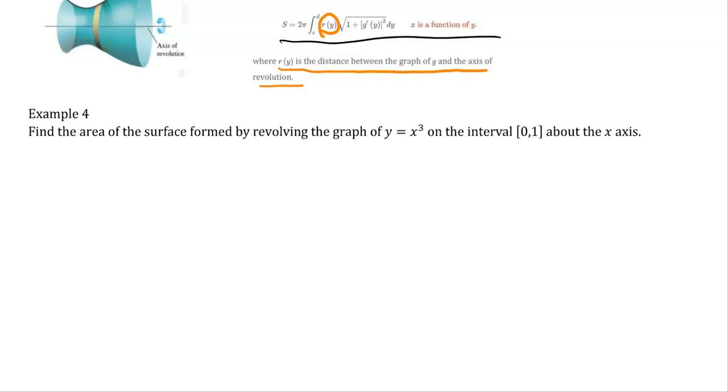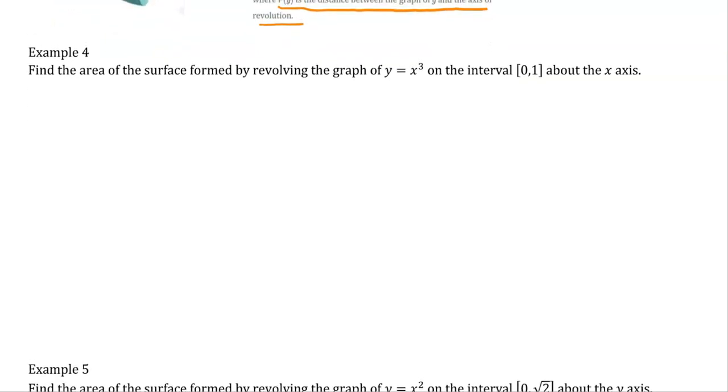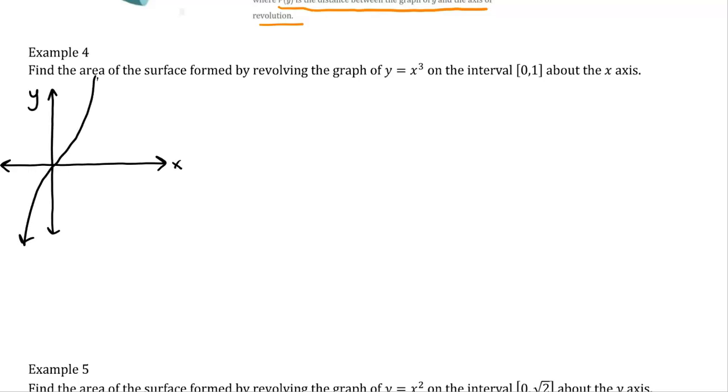Example 4, you want to find the area of the surface formed by revolving the graph of y is equal to x cubed on the interval 0 to 1 about the x-axis. So first, I'm just going to sketch a little graph of what that looks like. I'm going to sketch the big picture, and then I'll readjust the graph. So the graph of x cubed looks like that. Let's say that this right here is where 1 is. We're only dealing with this part of the function, so I'm going to erase everything else. That's just the graph of x cubed between 0 and 1.